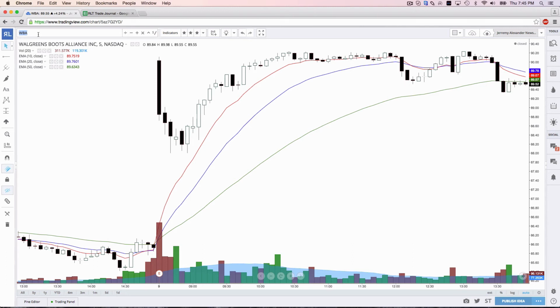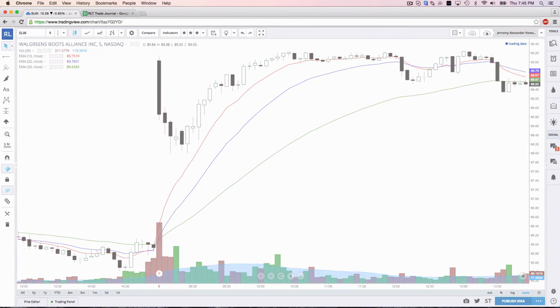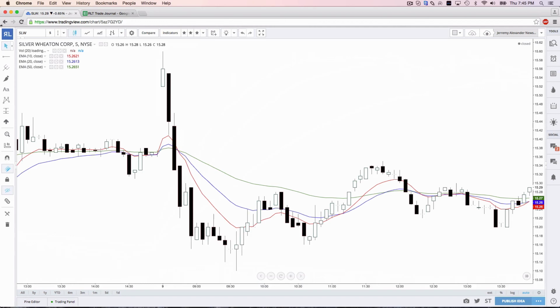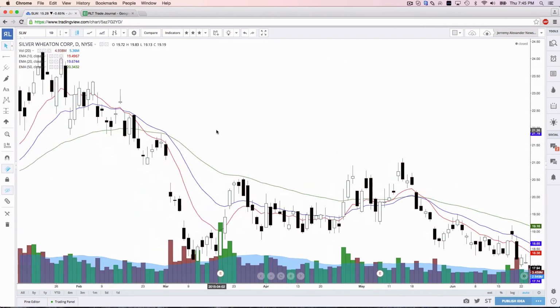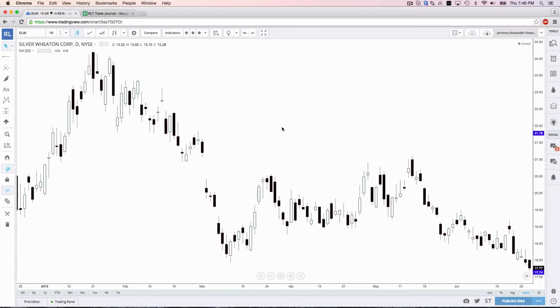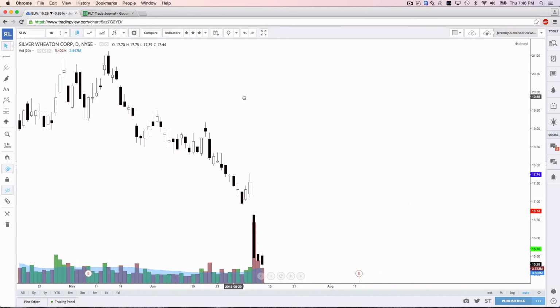Let me find the other trade, SLW. Okay, so let's look at SLW. This is a trade that I'm in personally, bearish. And I want to look at the daily chart, and let's talk about SLW for just a moment and talk about what I like about this gap.